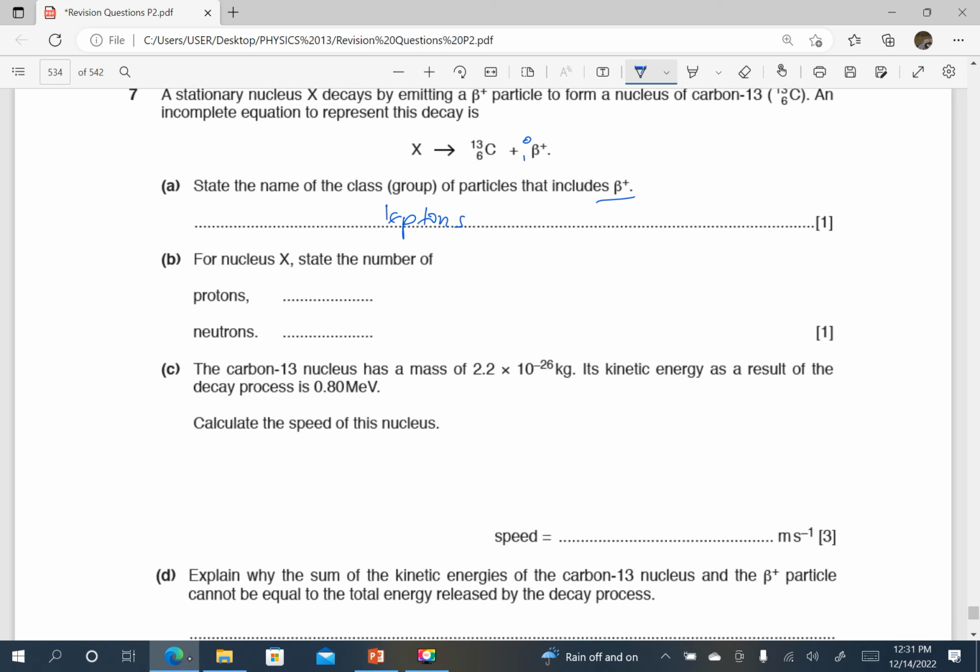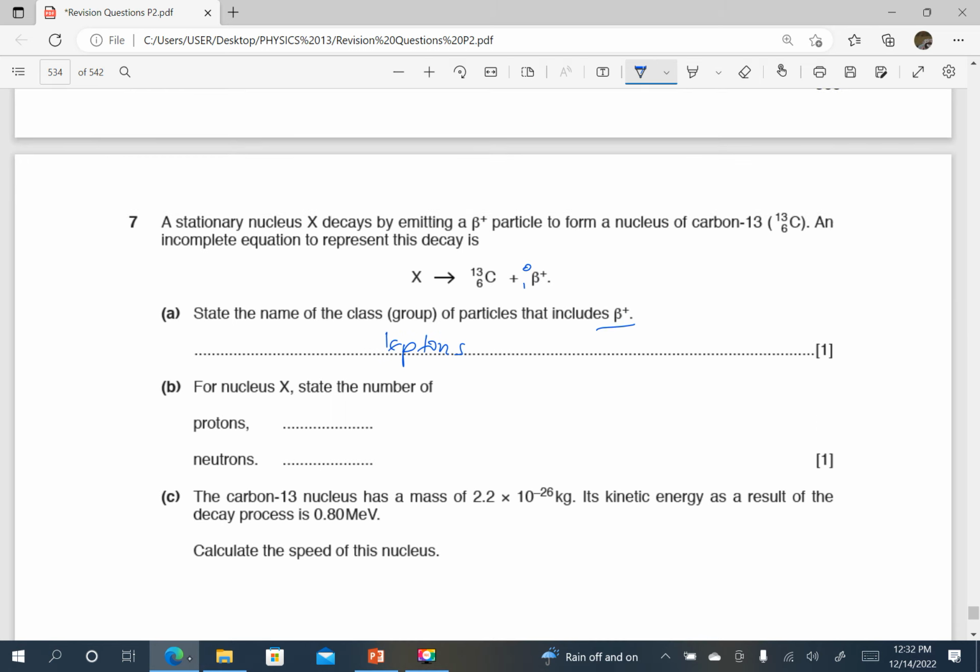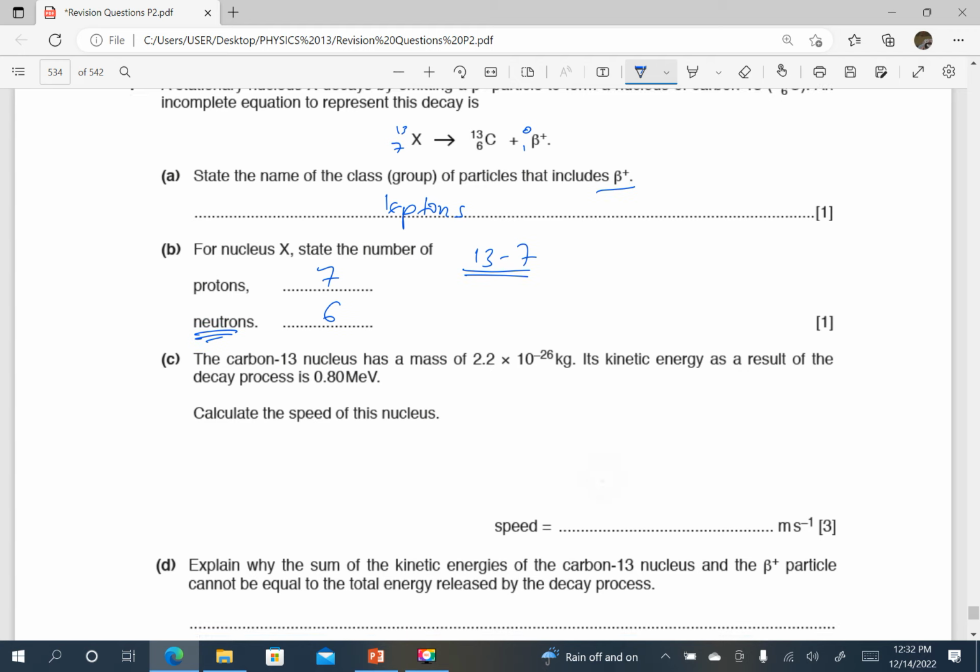For nucleus X, state the number of protons. We balance this equation. On the right, proton number is 13, so this should also be 13. That is nucleon number. On the right, proton number is 7, so this should also be 7. So we want number of protons, that is 7. Number of neutrons, not nucleons, that would be 13 minus 7, which is 6. Do not be confused here and write nucleons instead of neutrons.